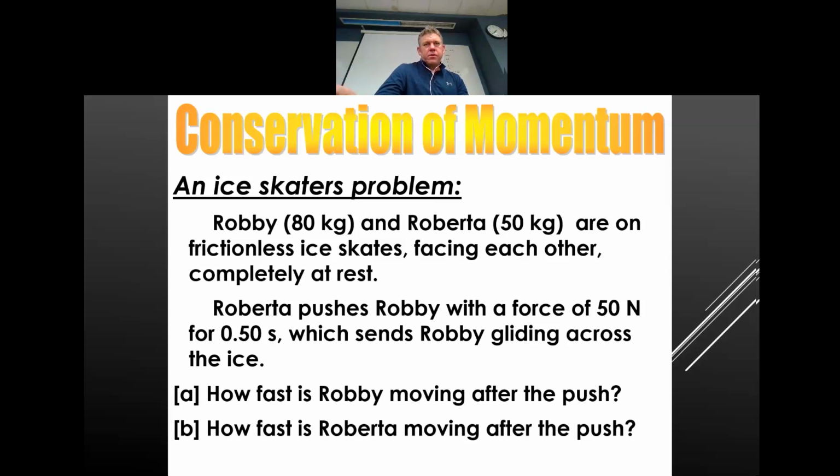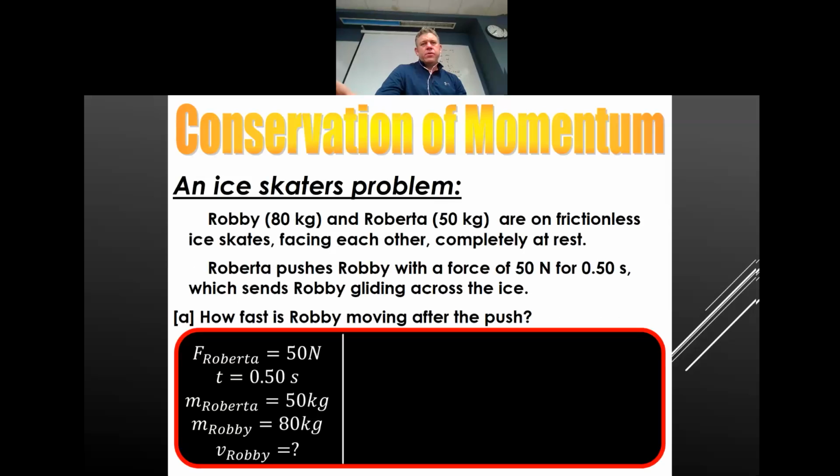All right, so when we look at this, what we're basically seeing is two people facing each other, going to push apart. So there's our first bit of information. We've got a force that Roberta exerts over a time period. We know the mass of Robbie. We know the mass of Roberta. We want to find the velocity of Robbie first.